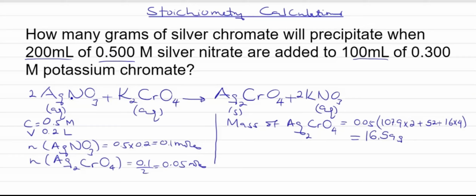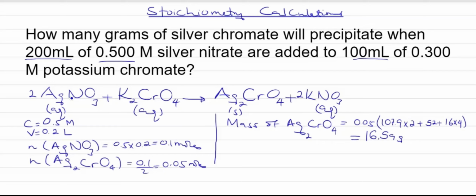How many grams of silver chromate will precipitate when 200 ml of 0.5 molarity silver nitrate are added to 100 ml of 0.3 molarity potassium chromate? So the first thing you do is you get the equation. You put a balanced equation. You write down the equation first, and the next thing is you make sure you write down all the given variables. In this case, the concentration, which is 0.5 molarity, and the volume, which is 0.2.